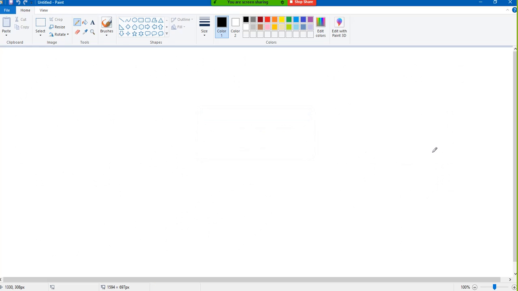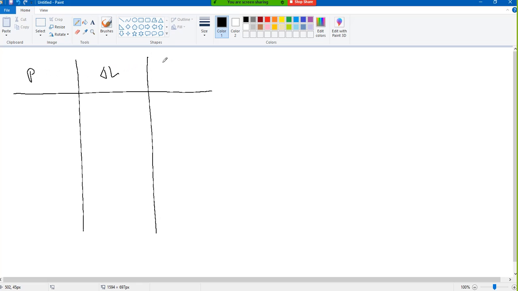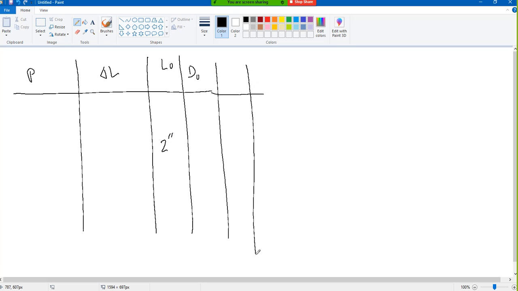Okay, so what I was doing. Whatever is given, do not get scared. Say P is given and delta L is given. Obviously your L naught will be given, and your D naught will be given. L naught is typically 2 inch, but it can be given a different way too; other numbers are possible. For mild steel, we use a 2 inch sample and 0.5 inch diameter. Then you can calculate your A naught.